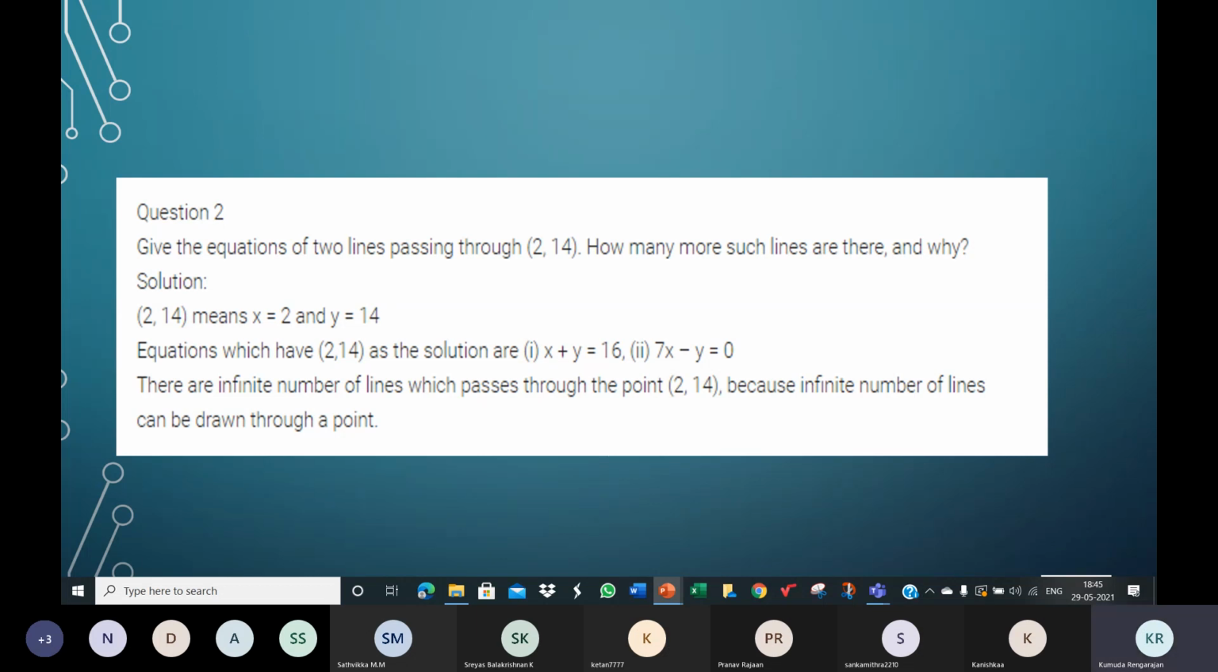Write x by y is equal to 2 by 14. What do you get? x by y is equal to 1 by 7. On cross multiplying, 7x is equal to y, or 7x minus y is equal to 0. That's how this equation is got, and this equation satisfies this address 2, 14.